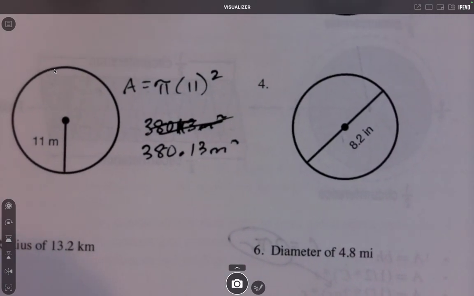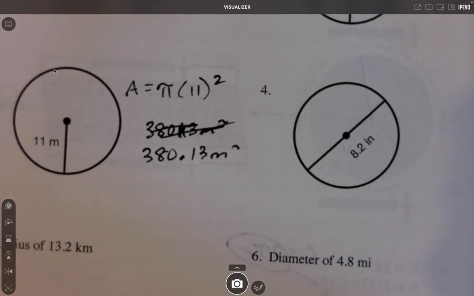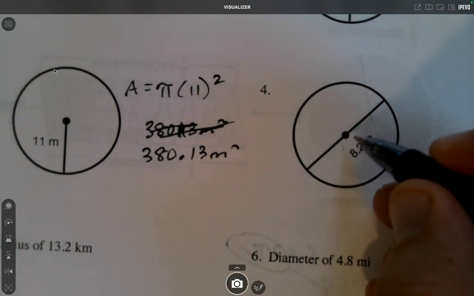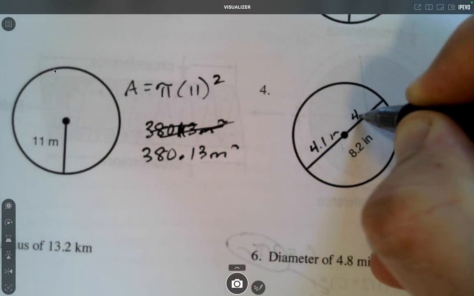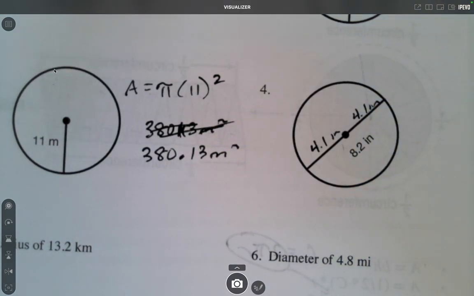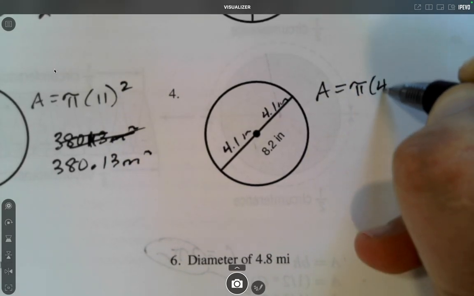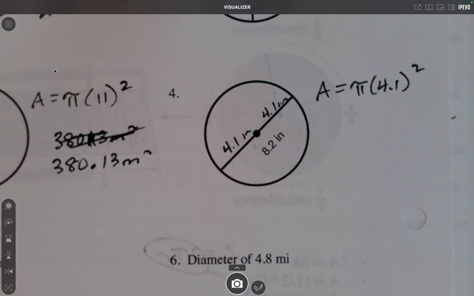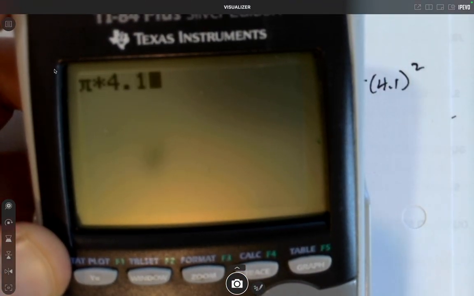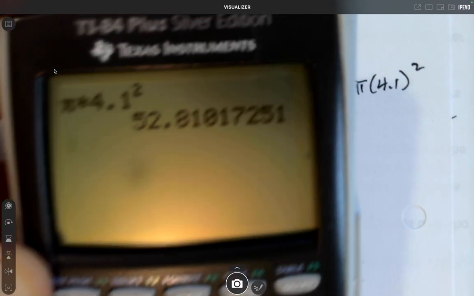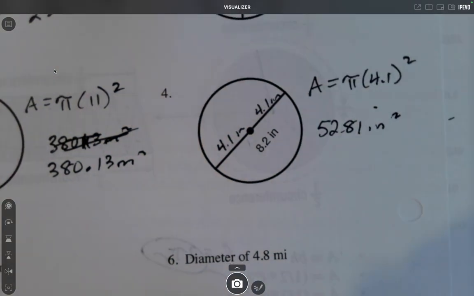Number 4, though, we get back to where they give us the diameter. There is no diameter in the formula. There's only the radius. So we have to cut this in half. Because if the whole thing, the diameter is 8.2, then each individual piece, each half, is the radius. That's 4.1. So we would plug in 4.1 in for R. We get pi times 4.1 squared. 52.81 square inches.